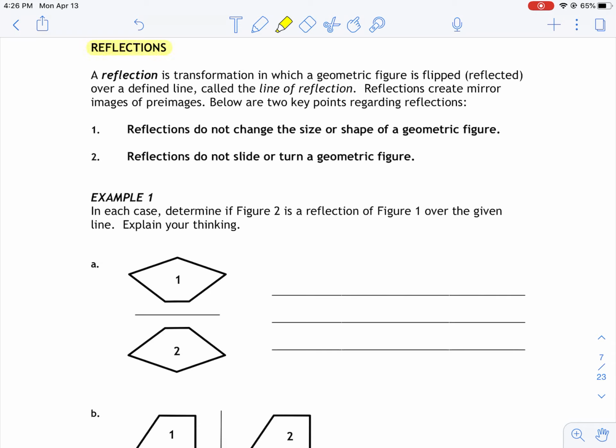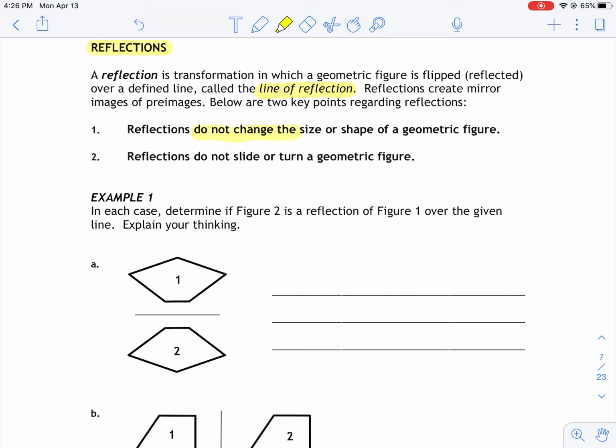Okay. The next on the list is a reflection, and a reflection is basically a mirror image. It's when a figure is flipped over a given line. That line is called a line of reflection. On the coordinate plane, we'll talk about this in a few minutes, that's an axis. It's either for us the x-axis or the y-axis. It can be any line on the coordinate plane. We're just going to make it simple and make it the x-axis or the y-axis.